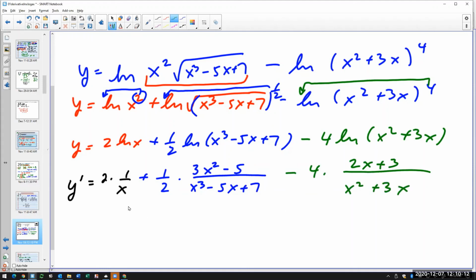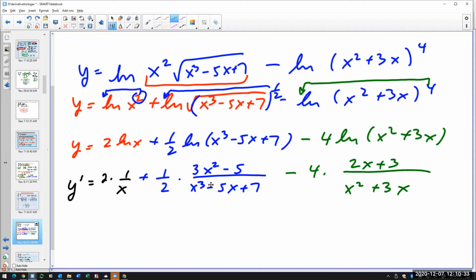And this is my answer. You can simplify this, but I'm good with you stopping here, okay? Did you see that was way easier than taking the derivative with the product rule and the quotient rule and all that of the very top? So when you're in a quandary on your homework and you're like, boy, this is so hard to take the derivative, it's because you need to use log properties, okay?